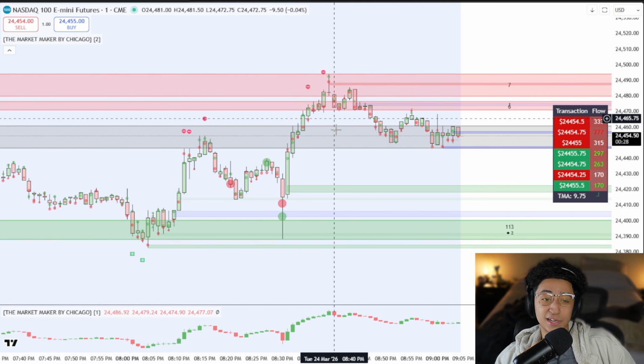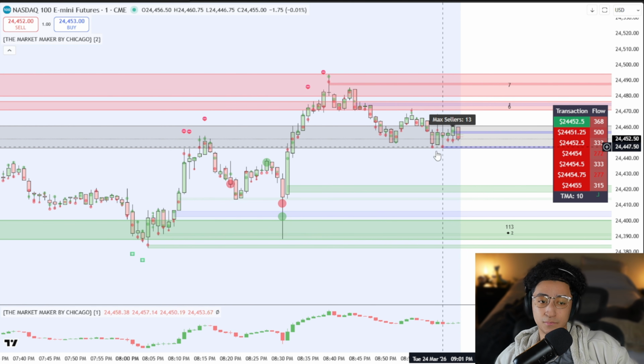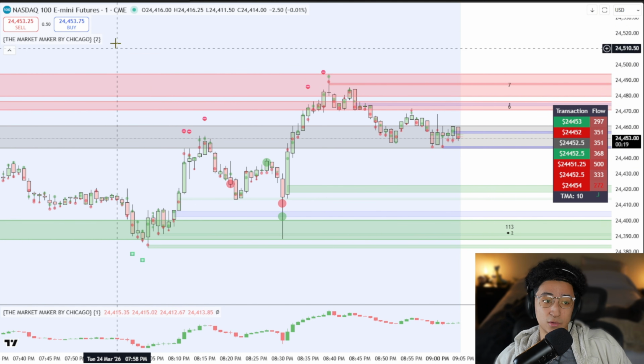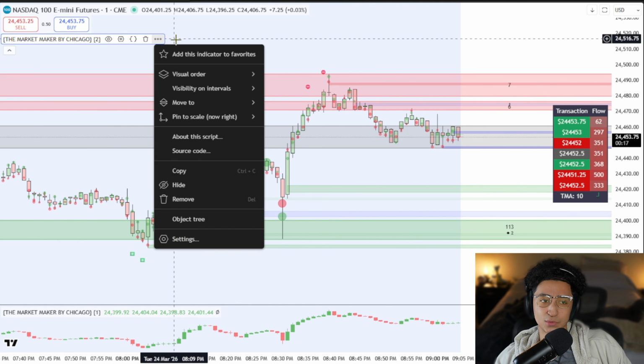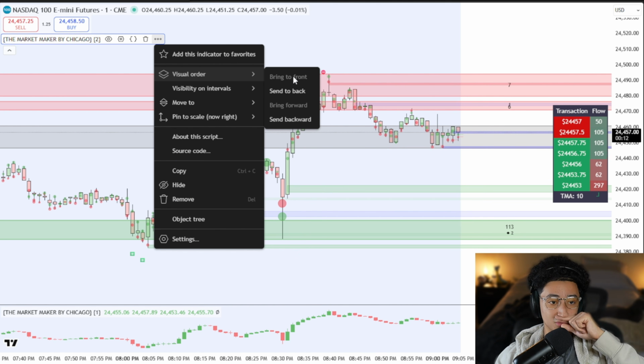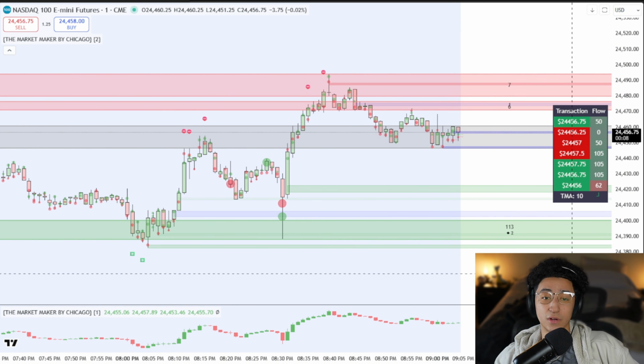Why is this important? Because TradingView, for whatever reason, by default puts their candles in front of everything that you overlay, understandably so. But you want to see this important information. So if it looks hard to see, that's why. You want to go to visual order, bring to front. I already have it set to that, but this is what you want to do to be able to see that information. Okay. That's the first and most important thing that you want to do after setting it up.